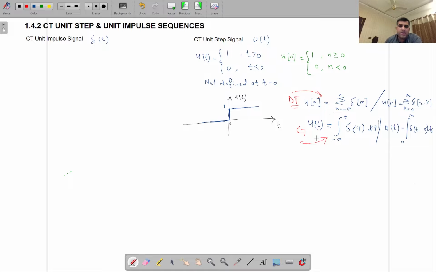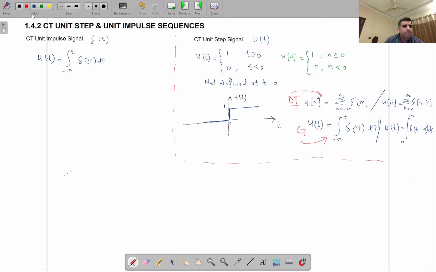Let's now see how we can define the continuous time unit impulse signal, because we will see in a moment that we need to derive its relation. It's not straightforward. By taking this expression which we have already written, the unit step signal u of t is equal to the integral from minus infinity to t of delta tau d tau. We are going to use this expression to derive the expression for the continuous time scenario.